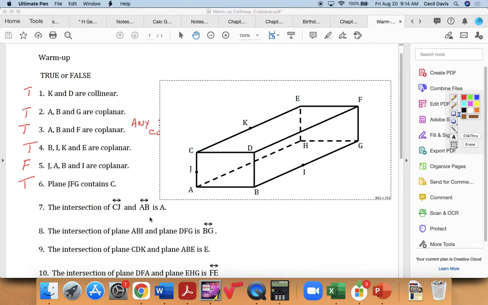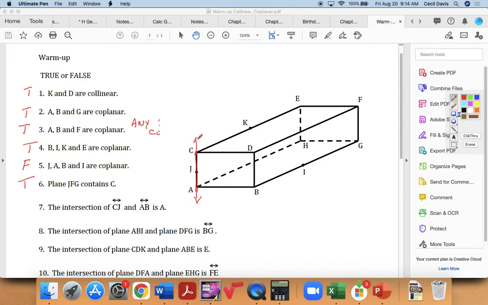Number 7, the intersection of line CJ. So let's see, the line that goes from C to J. So that's this line, and remember that it keeps going. And line AB goes like this. Those two do intersect at A. That is true. Remember that if two lines intersect, their intersection is always exactly 1 point.